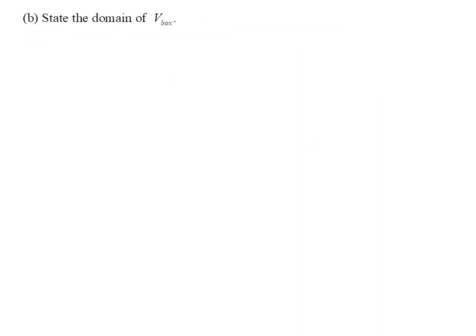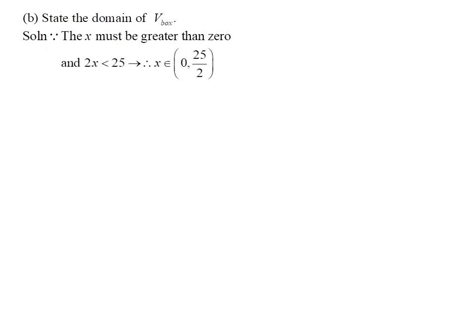Since part B is to find the domain of VBox, and the length of the box x is greater than 0 but less than 25 over 2 due to 2x being less than 25, hence the domain of VBox is within the open interval from 0 to 25 over 2.